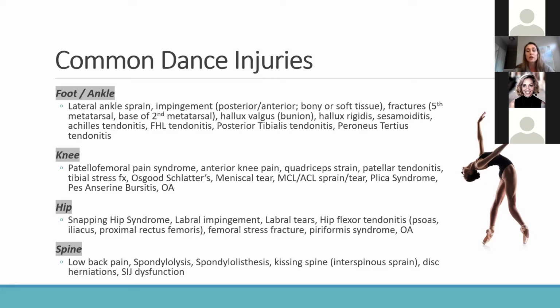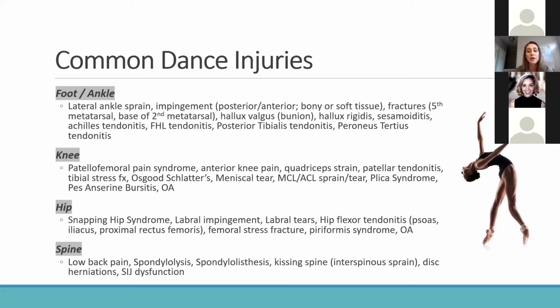And then, of course, the torsional forces that could be implicating our meniscus, MCL, ACL sprains or tears, or especially the load-bearing area of the knee, osteoarthritis. The hip joint, so snapping hip syndrome, being able to figure out if this is an external issue or an internal issue just based on the descriptors that they're giving, any labral issues, any hip flexor tendonitis, and deciding which muscle specifically they are using that's getting overused, are they under-recruiting some of the other hip flexors, and then of course a femoral stress fracture, piriformis syndrome, and OA as well.